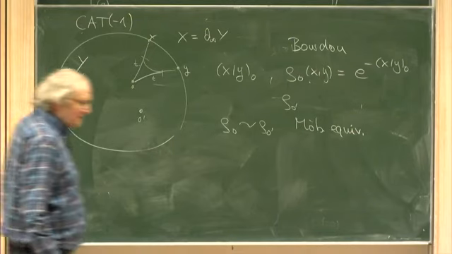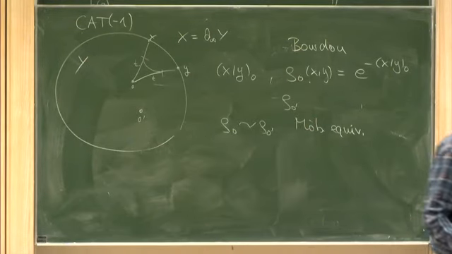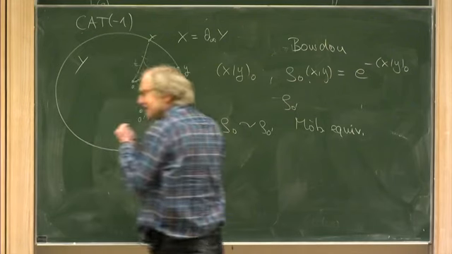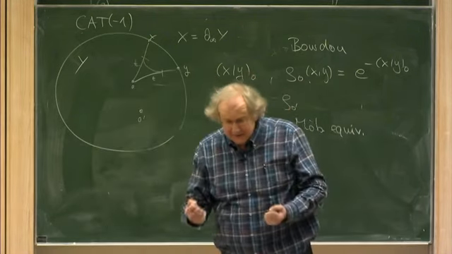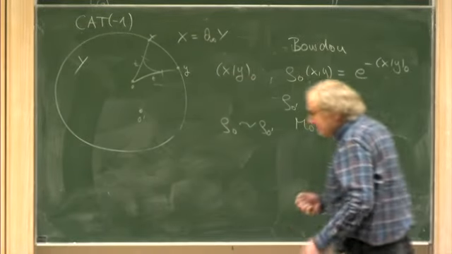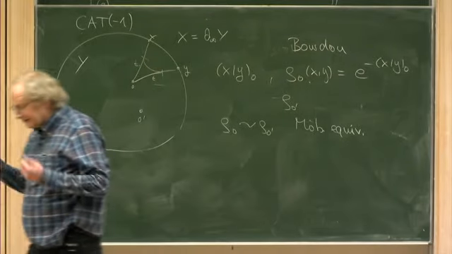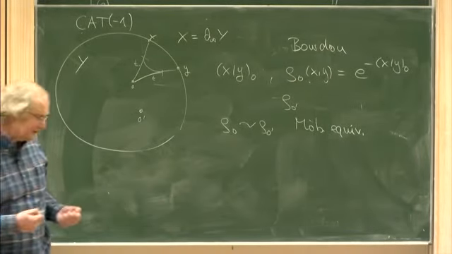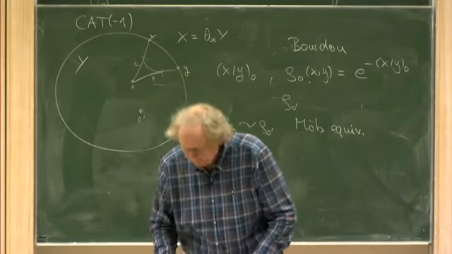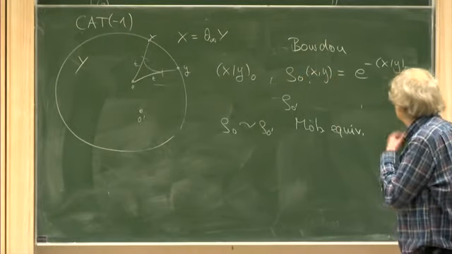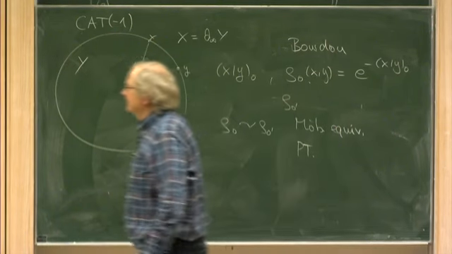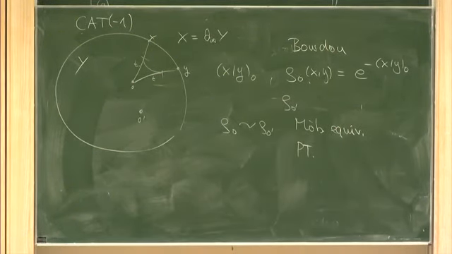It is therefore that the boundary at infinity of a CAT(-1) space has a natural, a canonical Moebius structure. It has not a canonical metric, it has but a canonical Moebius structure. So I think the Moebius structure is what is interesting for these spaces. Actually this Moebius structure is Ptolemaic. This is a Ptolemaic Moebius structure.